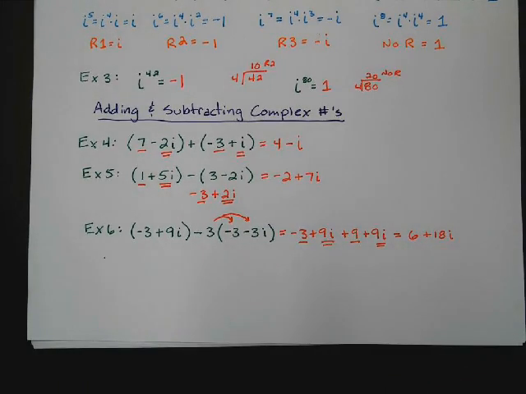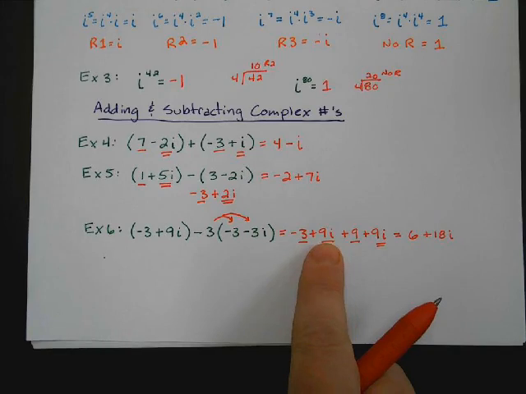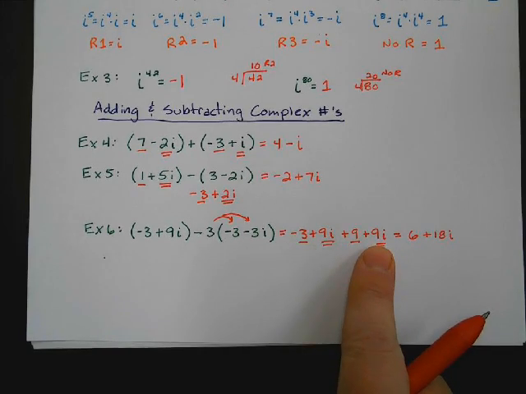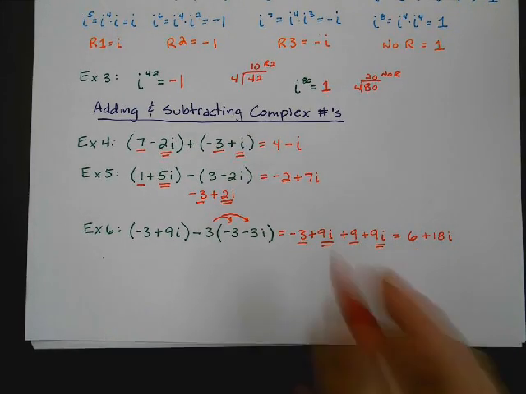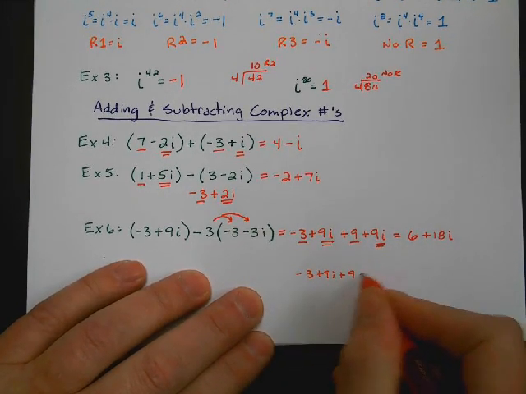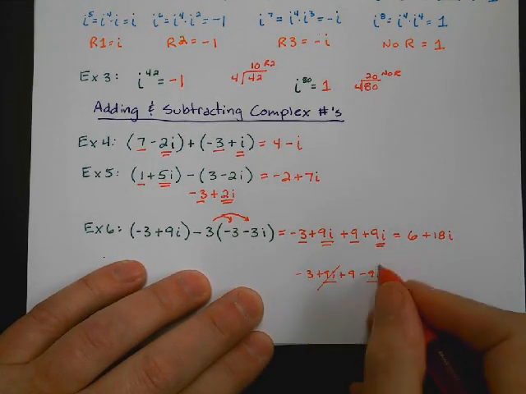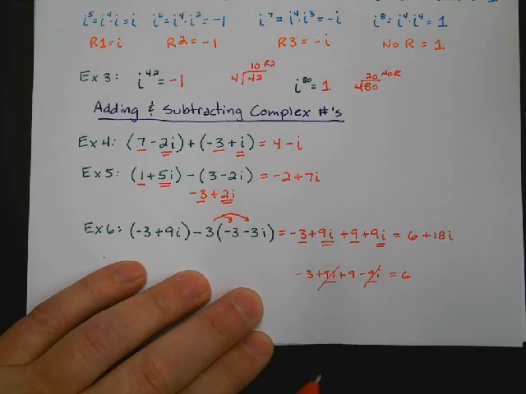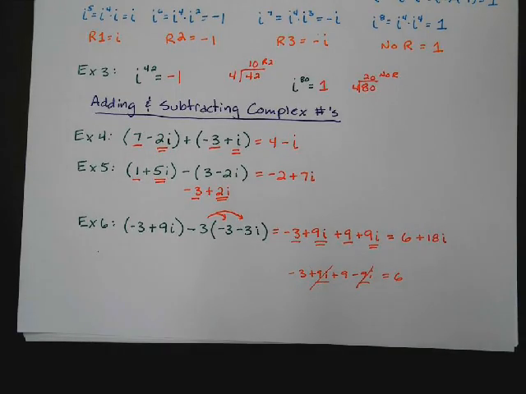I didn't do it, but it is possible to get rid of your imaginary numbers. Let's say that this one would have been negative 9i. If you take 9i and if this were negative 9i, your i's would have canceled out and you would have had no imaginary units, and your answer would have just been 6. So if you got negative 3 plus 9i plus 9 minus 9i, these two would have canceled each other out and you would have just gotten 6. So it is possible to get rid of your imaginary components by adding or subtracting.